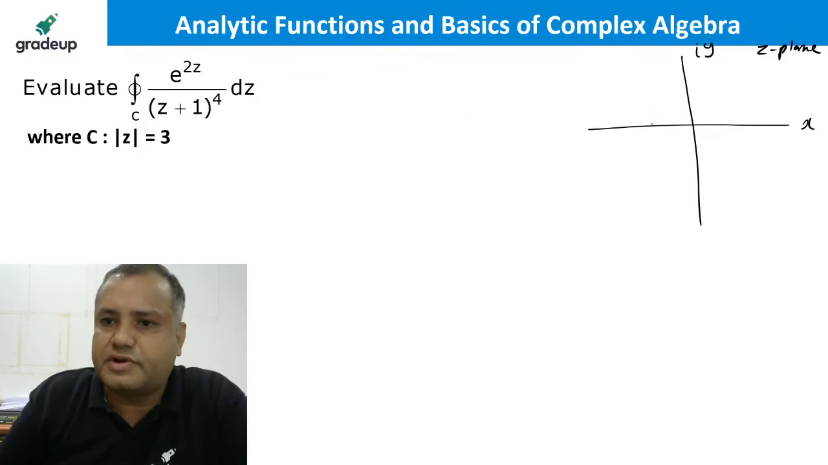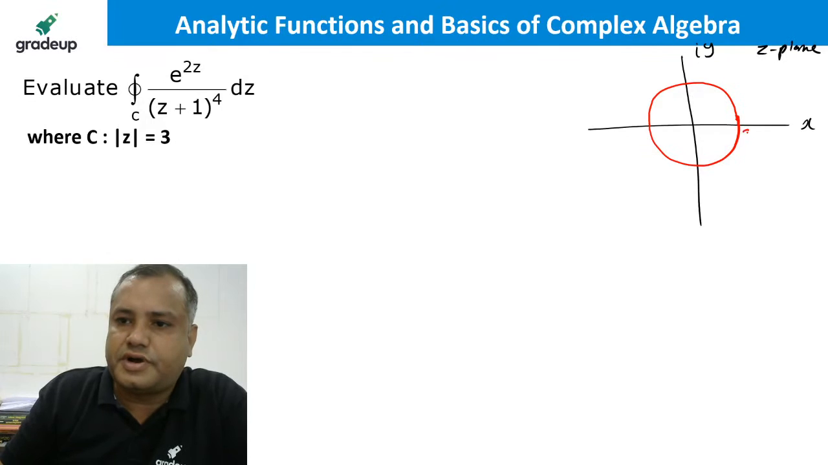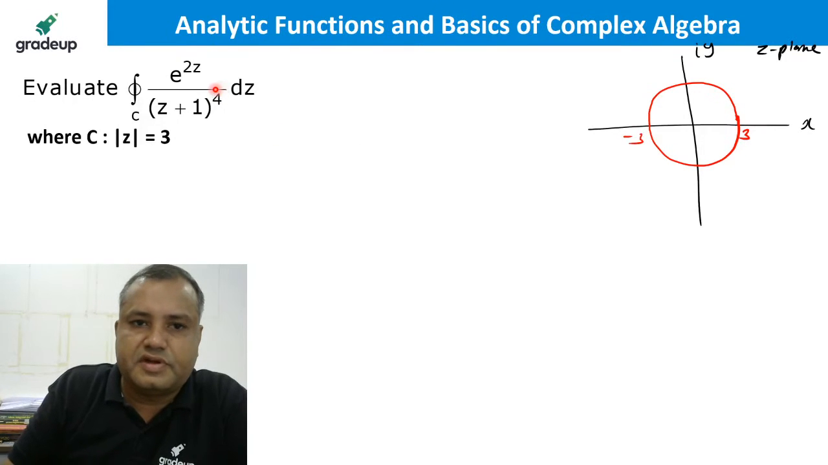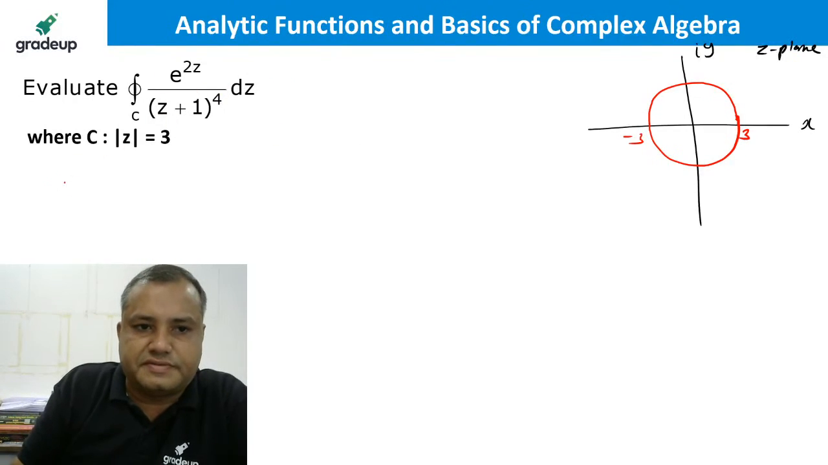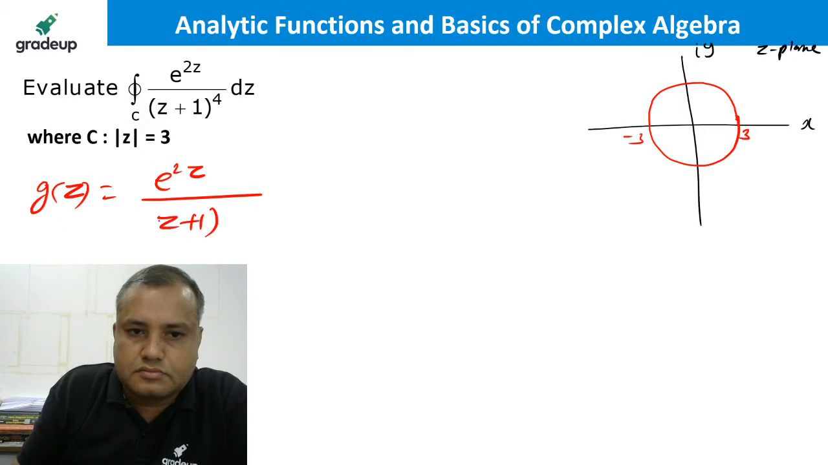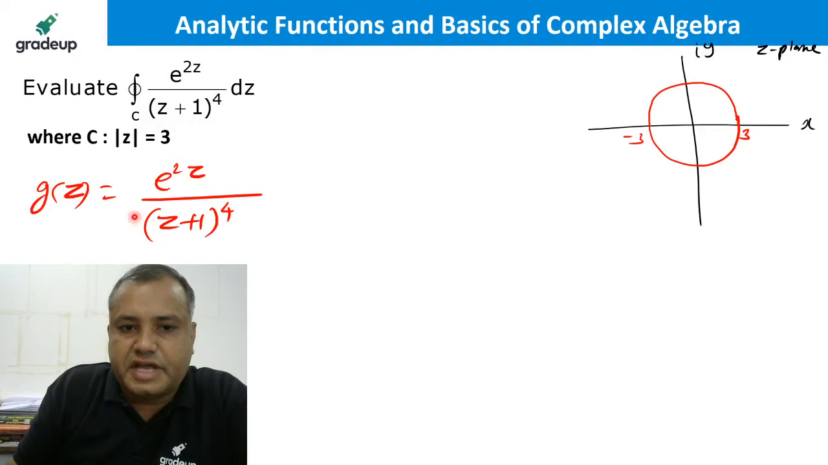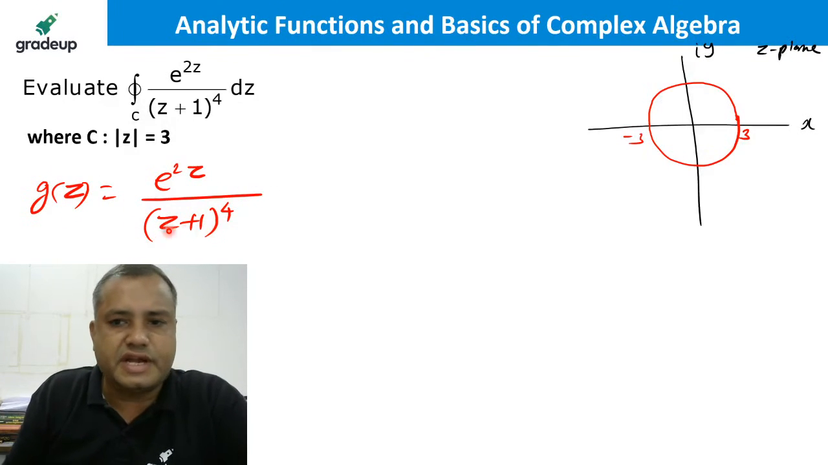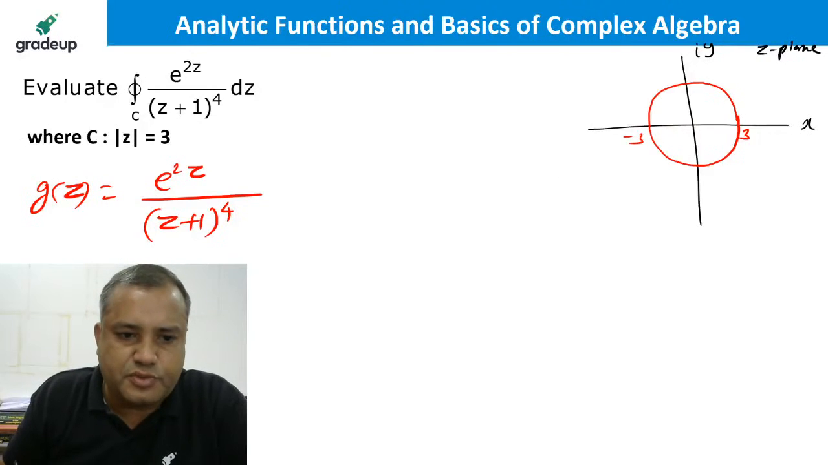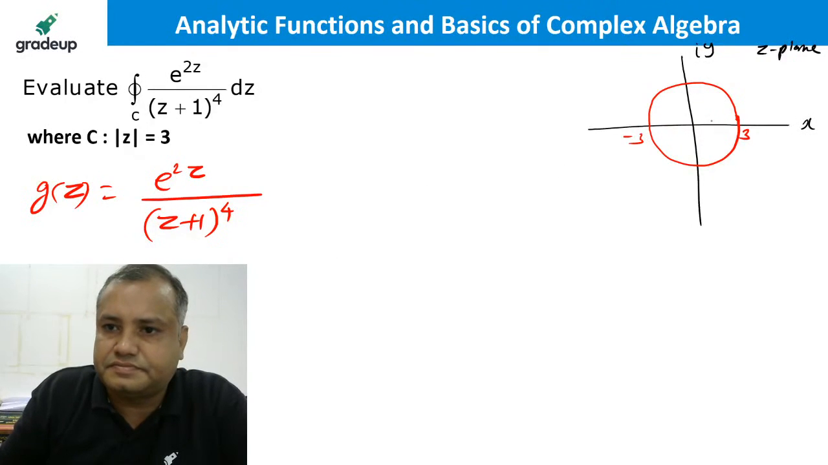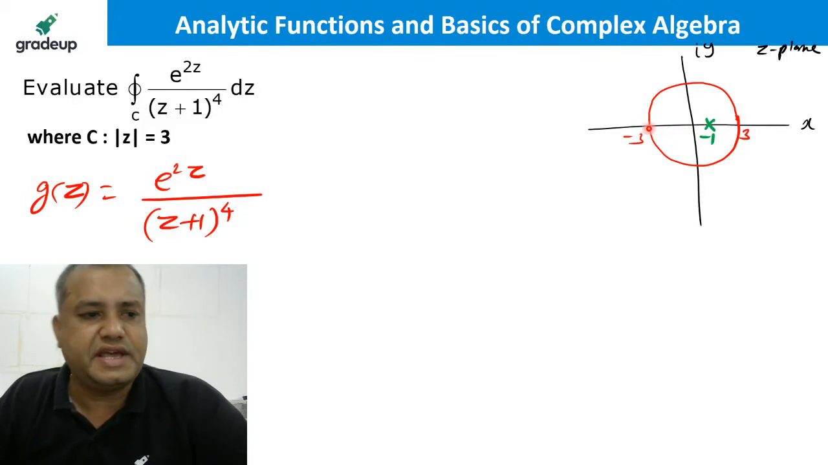The circle is mod z equal to 3. So this point is 3, this point is minus 3. And poles, okay, this is g of z. Equating the denominator to 0, z equal to minus 1 is the pole, so this pole will be lying inside the circle. Once it is lying inside the circle, it is a singular point.